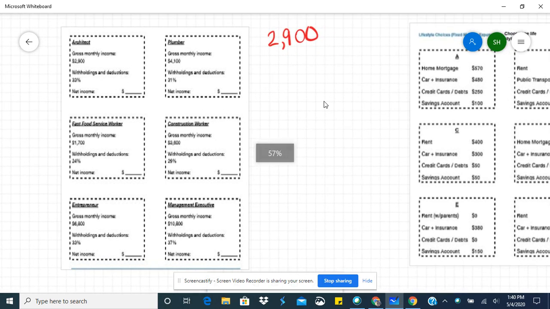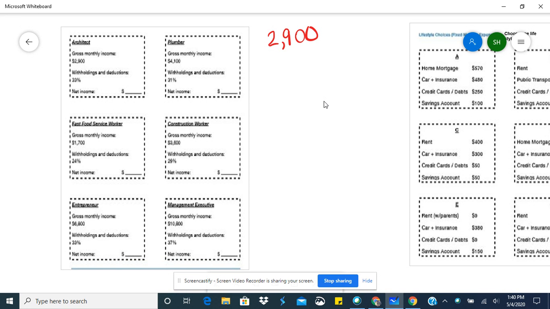So for my job, my total withholdings and deductions, which is my taxes, my health insurance, all of that stuff, is 33%. When we have a percentage, in order to change that percent to a decimal, we're moving our decimal 2 places to the left. So I'm going to write my 33, and here's my 33 a little bit darker so you can actually see it. Normally with a percent, my decimal would be over here. I'm going to move it 2 places to the left. Now I have my 33%.